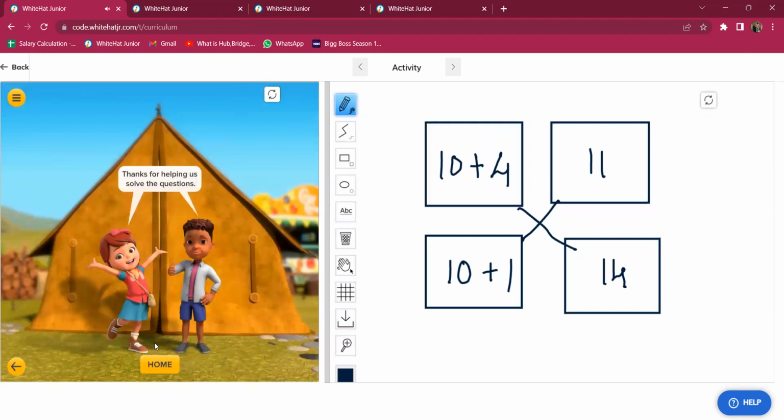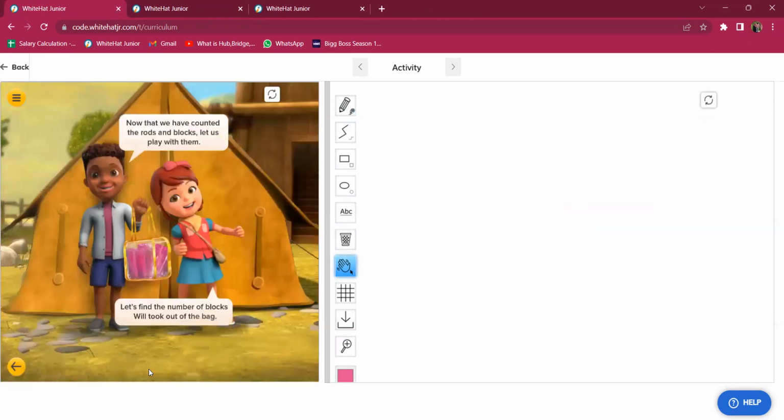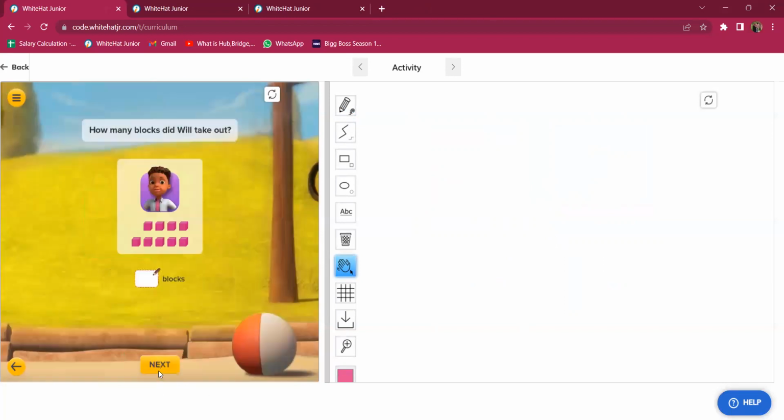Thank you for your help. Let's move on to the next question, which is activity number 3. Let's see what we are going to practice over here. Now that we have counted the rods and the blocks, let's play with them. Let's find the number of blocks which we took out of the bag.